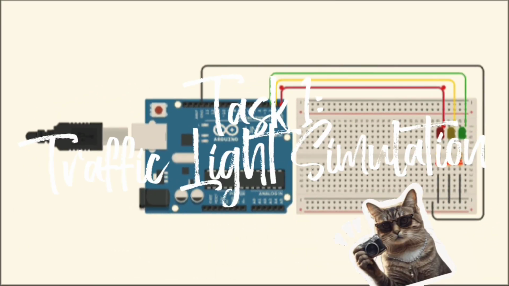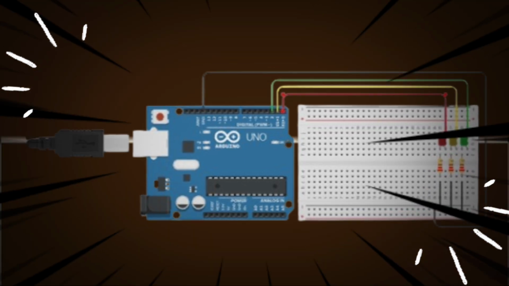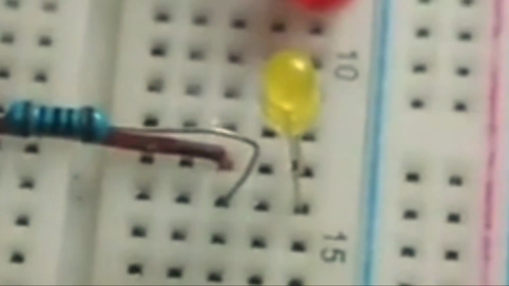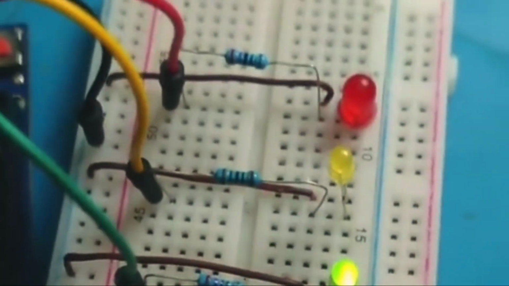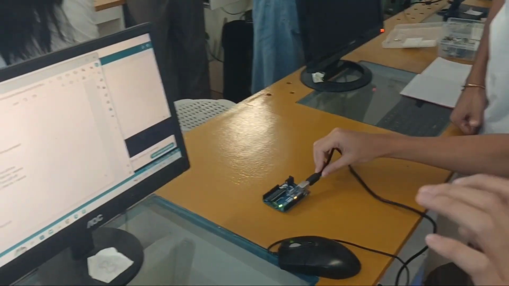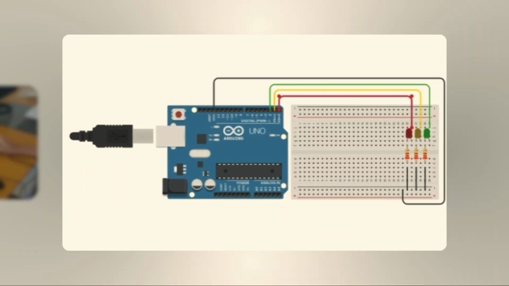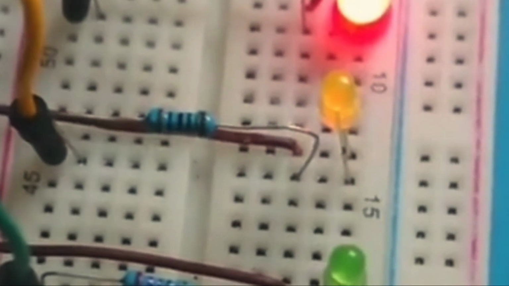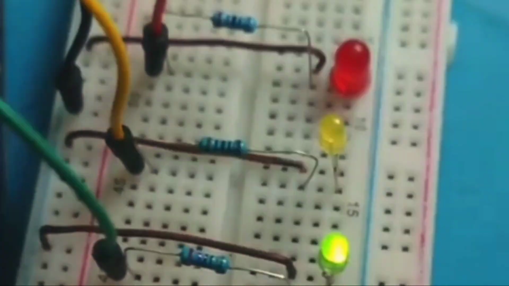Task 1. Traffic light simulation. This task simulates how real traffic lights work using the Arduino UNO. We use 3 LEDs to represent stop, ready, and go signals. The Arduino UNO was programmed to control the timing of each light using digital write and delay functions. Some challenges we faced were wiring errors and timing adjustments, but we fixed them through testing.